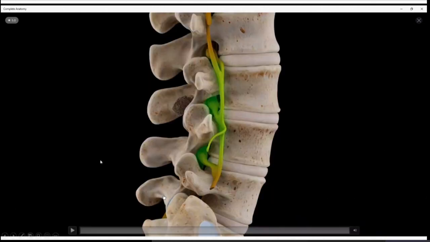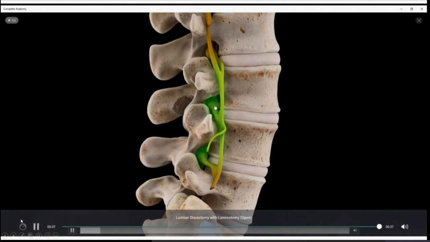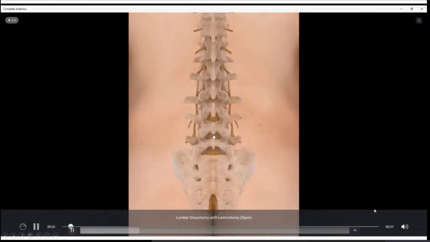We will see another video. Okay. This video will show you how the nerve roots are coming out of the intervertebral foramen. Okay. And how we do the surgery.